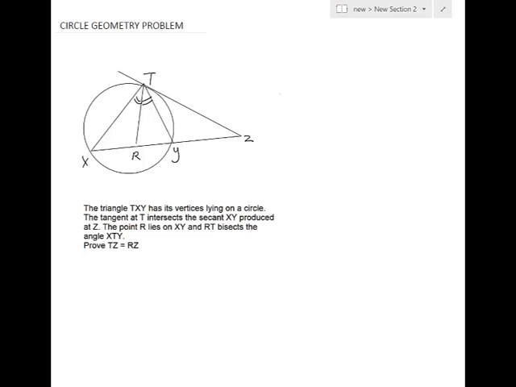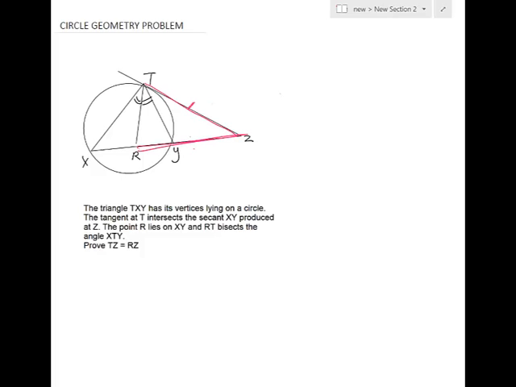In this video, I'm going to show you how to solve this particular circle geometry problem. The problem states that the triangle TXY has its vertices lying on a circle. The tangent at T intersects the secant XY produced at Z. The point R lies on XY, and RT bisects the angle XTY. Prove that TZ is equal to RZ.